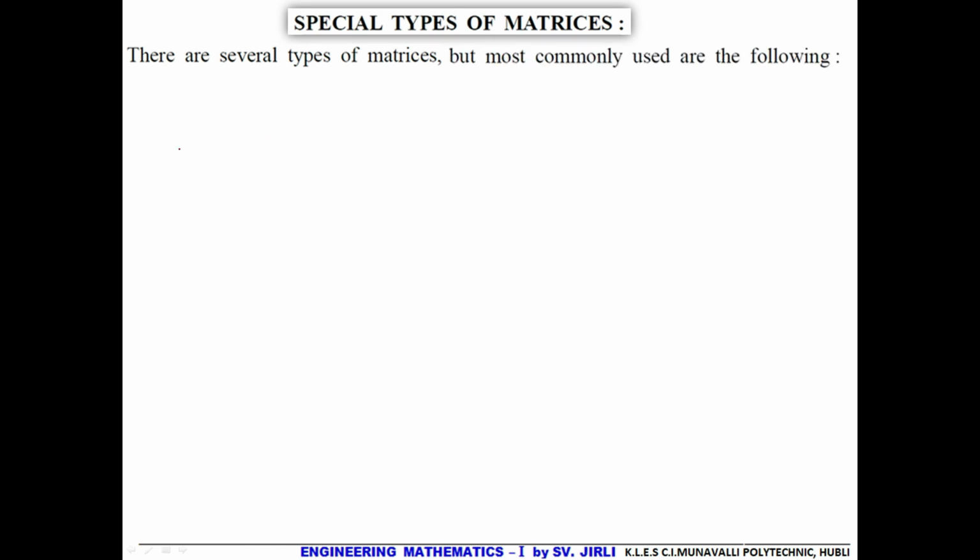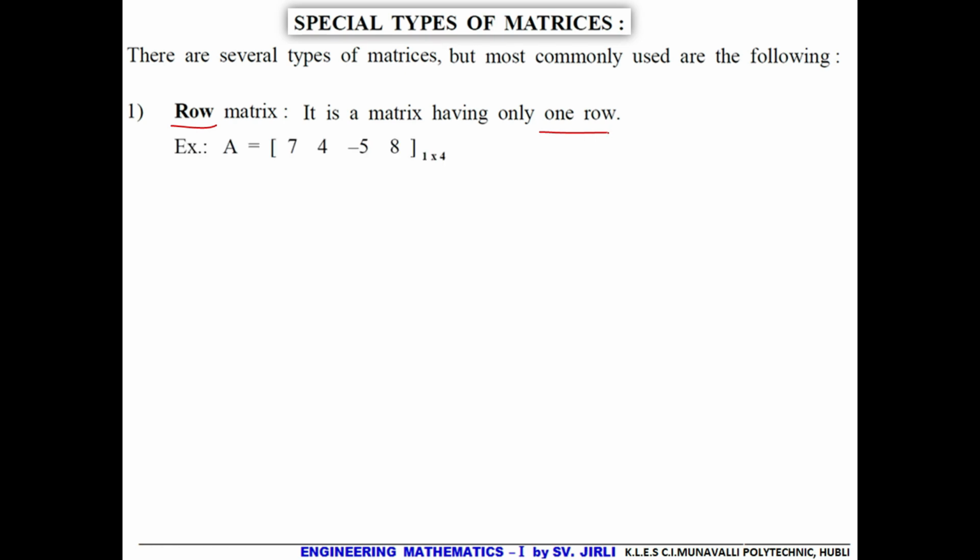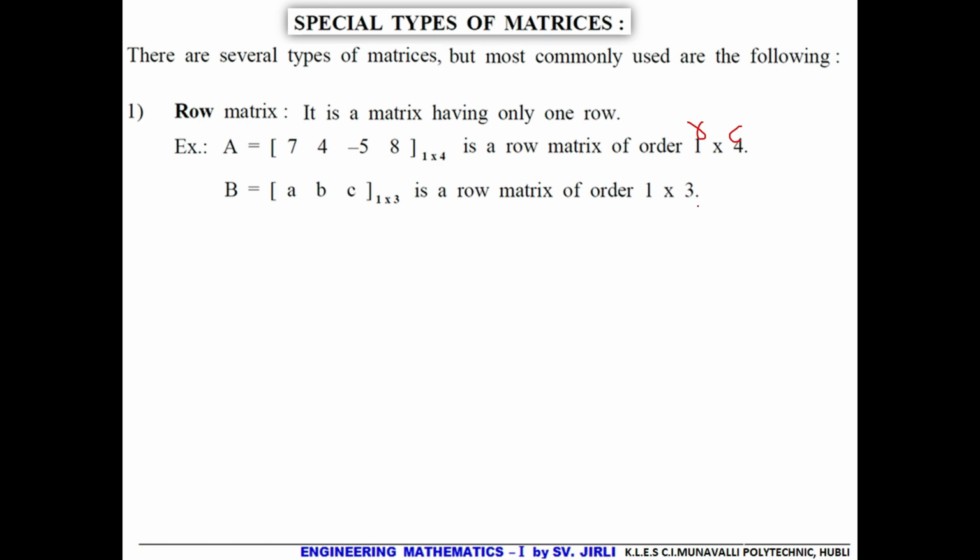Few types of matrices. There are several types of matrices, but most commonly used are the following. The first one, row matrix. It is a matrix having only one row and any number of columns. For example, we see matrix A equal to 7, 4, minus 5, 8. This matrix contains only one row, 4 columns. We say it is a row matrix of order 1 cross 4. 1 indicates row, 4 indicates number of columns. Similarly, matrix B equal to a, b, c is a row matrix of order 1 cross 3.